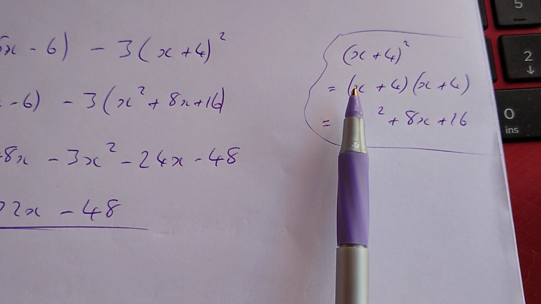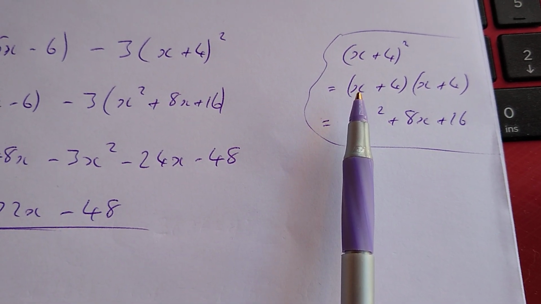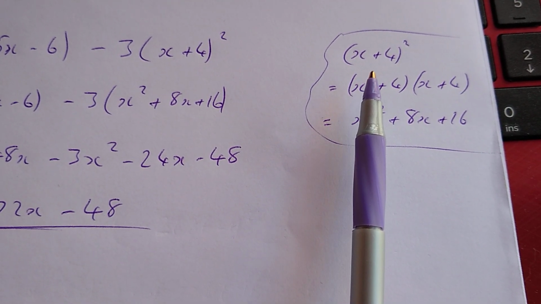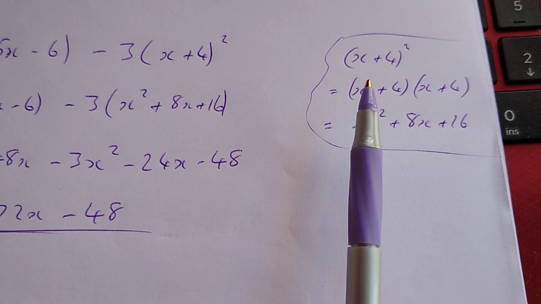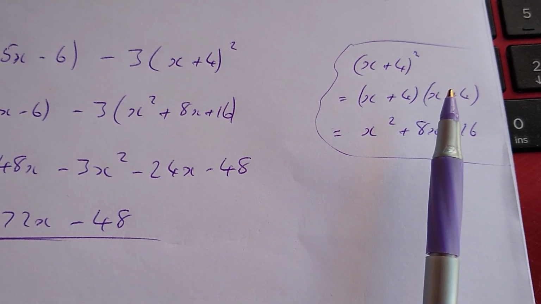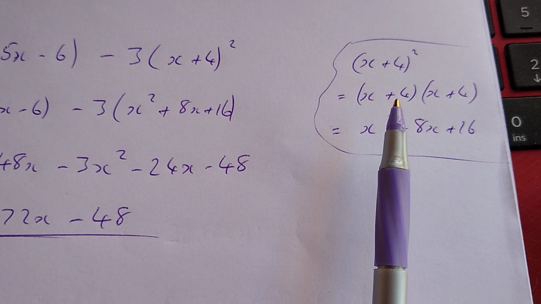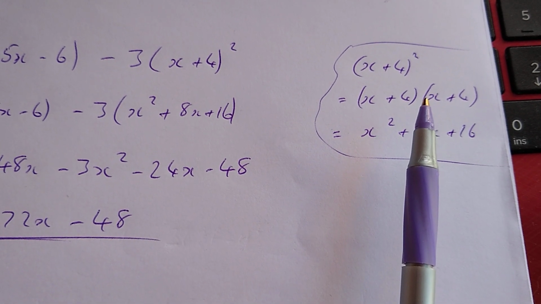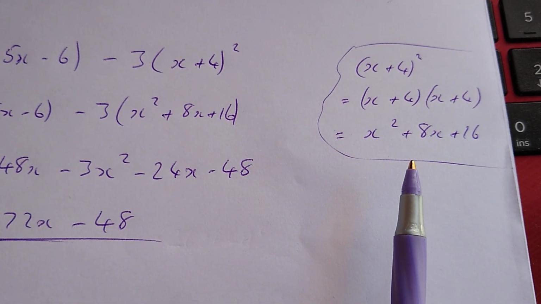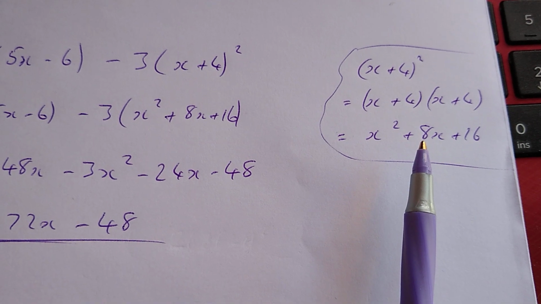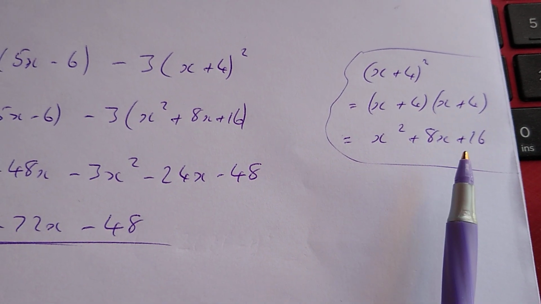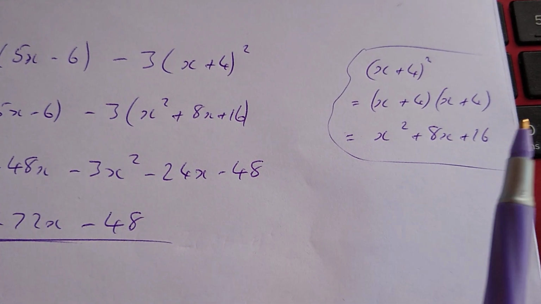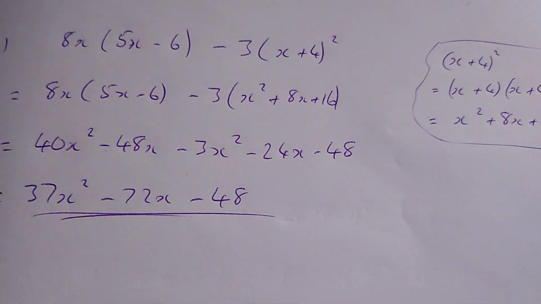And then if we go for what your teacher may call FOIL, first term x times x is x squared, outside terms x times 4 is 4x, inside terms 4 times x is also 4x, so those two terms combined will make plus 8x, and 4 4s are 16, so x squared plus 8x plus 16. So that could cause a little bit of trouble.